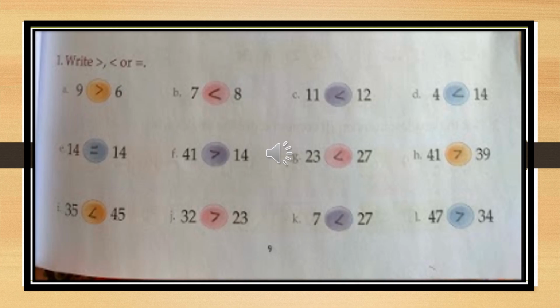35, 45. 45 comes after 35, right? So, 45 is bigger. 32, 23. 32 is bigger. 7, 27. 27 is bigger. 47, 34. Here 47 is much bigger than 34 because 47 comes after 34. So the birdie has opened the mouth towards 47.